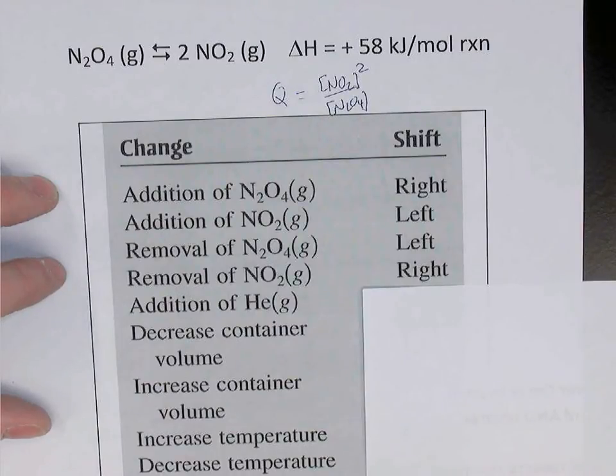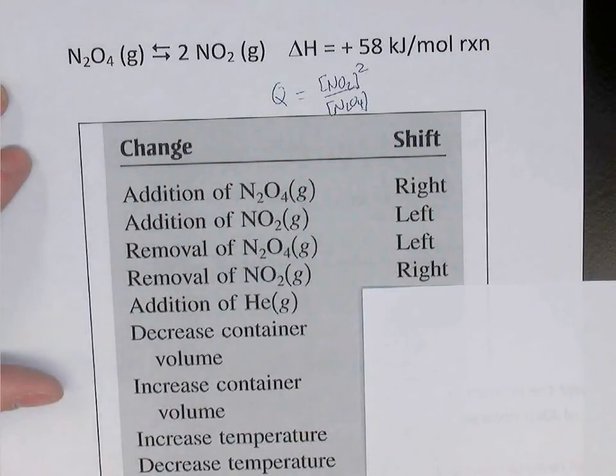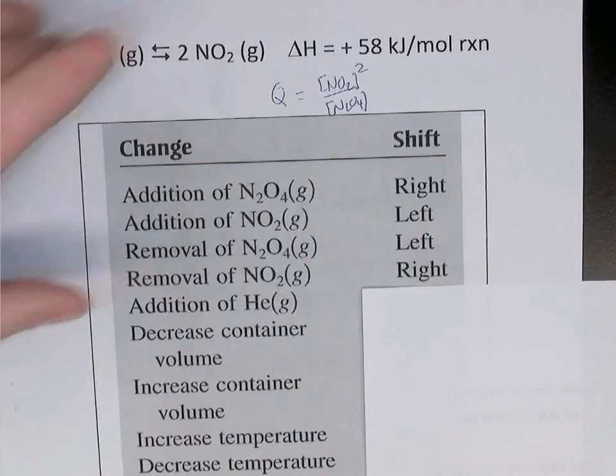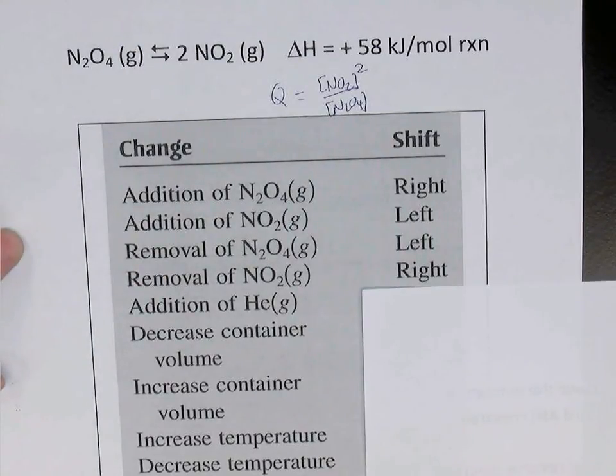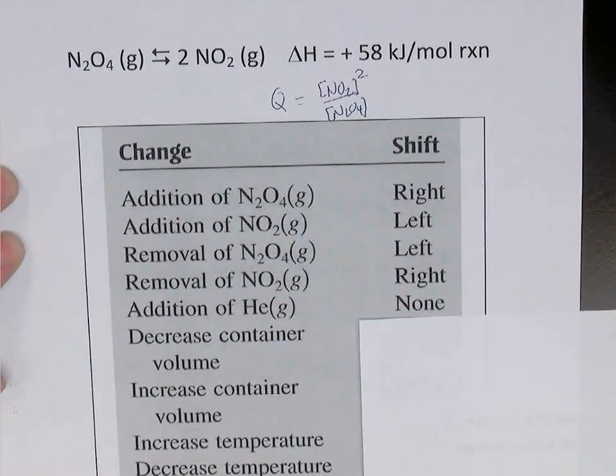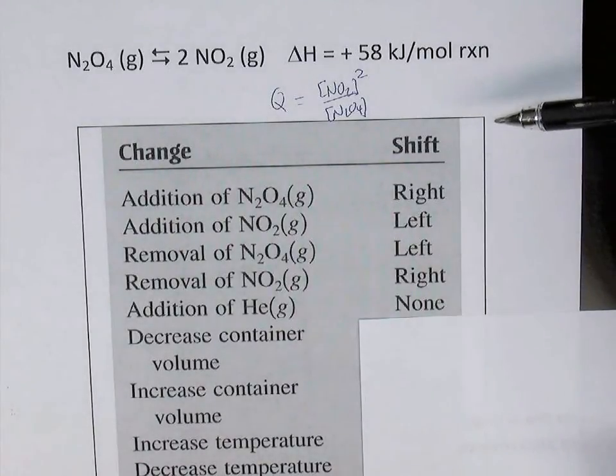Adding helium has no effect on the equilibrium. Helium will cause the total pressure to go up, but doesn't affect any of the pressures that were there, neither pressure will change, and therefore Q is unaffected. There's no effect.